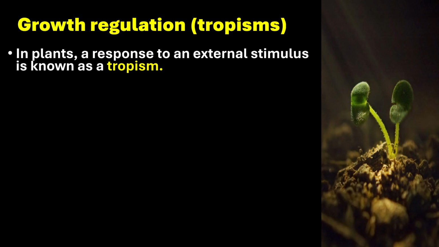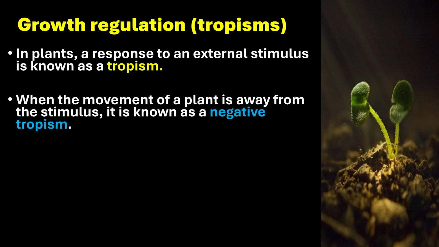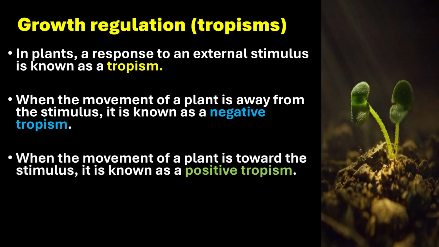Tropism refers to a response to an external stimulus, which can be light, it can be gravity, or it can be touch. So we are looking at tropism, which is a response to external stimulus. Know the definition. When the movement of a plant is away from a stimulus, let's say if the plant moves away from light, we say tropism is negative. If plant move away from water, we say that tropism is negative. So tropism can be negative. It can also be positive.